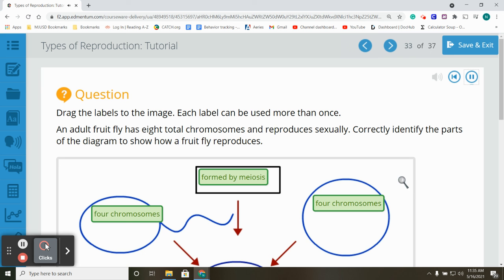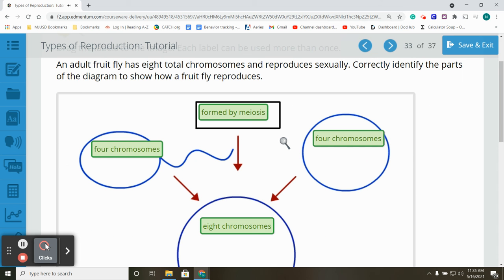Drag the labels to the image. Each label can be used more than once. An adult fruit fly has 8 total chromosomes and reproduces sexually. Correctly identify the parts of the diagram to show how a fruit fly reproduces.